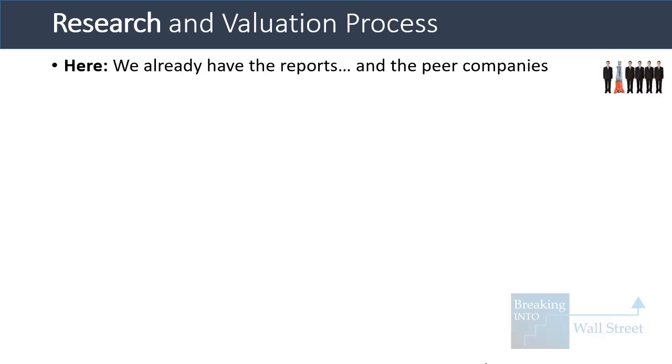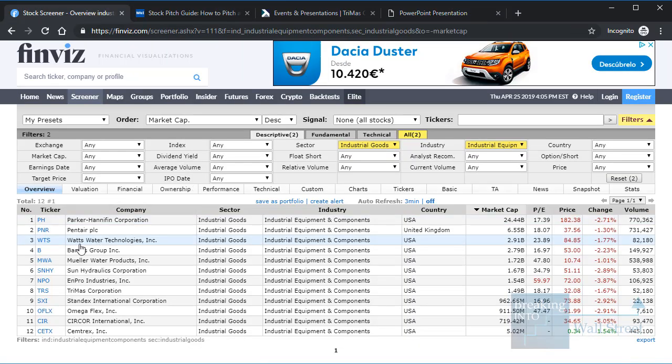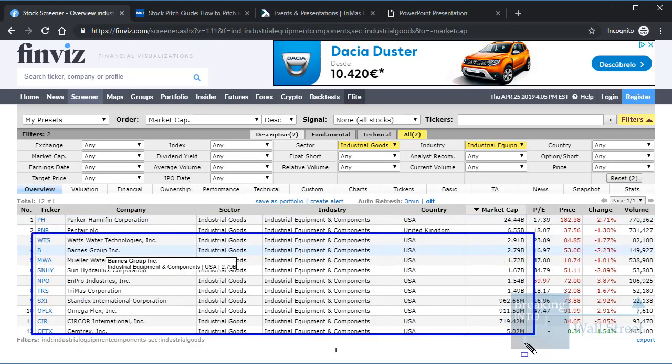So here we already have the reports, and we actually already have the peer companies, because when we did our FinViz screen, this also gave us some of the peer companies that we could use.